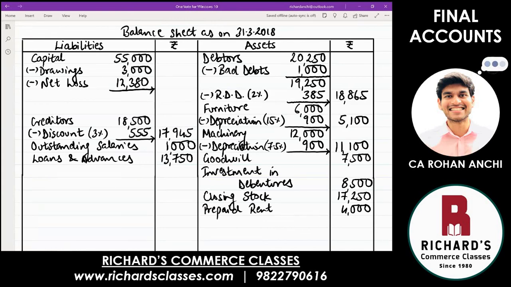Drawings, money went out of the business. Loss, money will reduce in the business. Both these things subtract and tell me the new capital now at the end. 39,620. Do your own calculation and check whether all of these calculations are right. Well, 39,620 is the capital. And that's it. We have finished all adjustments.